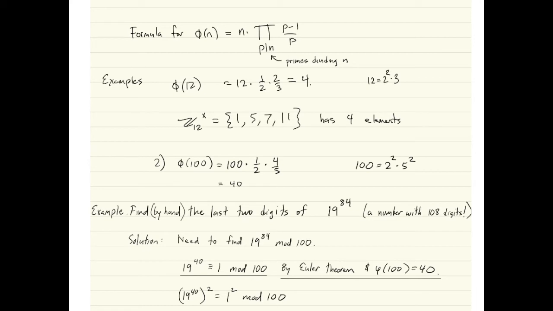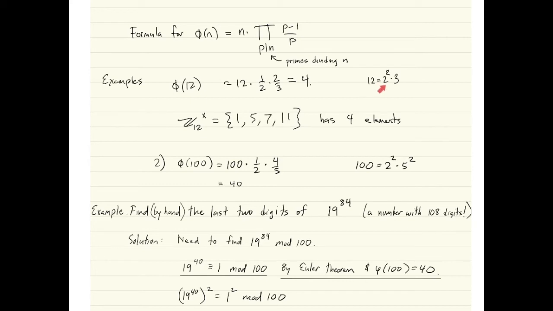Let's do an example. So phi of 12, we take 12 and multiply it by, well, we have to find out the primes dividing 12. I factor 12 and see that the primes are 2 and 3. So when p is equal to 2, this factor (p minus 1) over p becomes 1/2. When p is equal to 3, this factor becomes 3 minus 1, which is 2, over 3. Then I multiply all this together and I get 4.